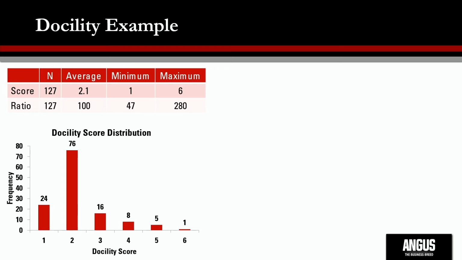Again, ratios are designed so that the average is always 100, and so we see a minimum ratio in this group of 47 up to 280. You'll notice in the distribution down below, again, we don't have that normal distribution. We see a skewed distribution, where more of the animals are there towards that score of 2.